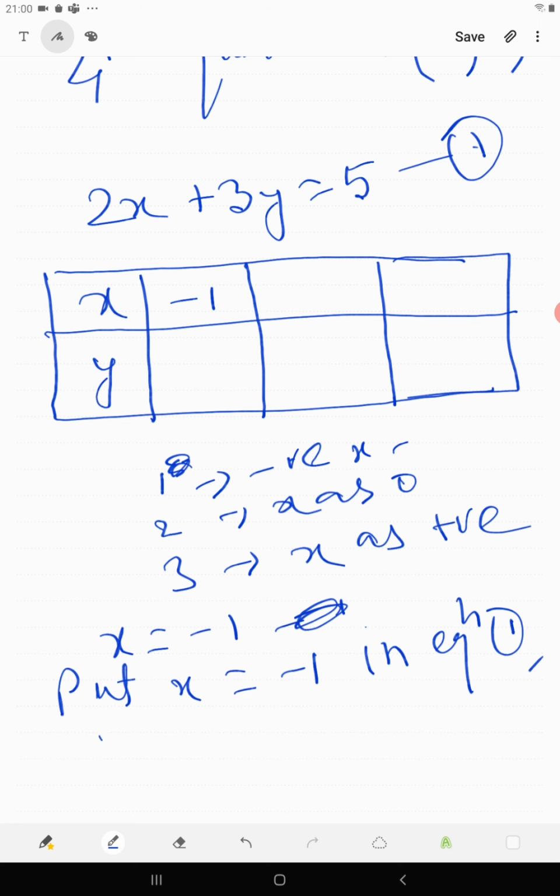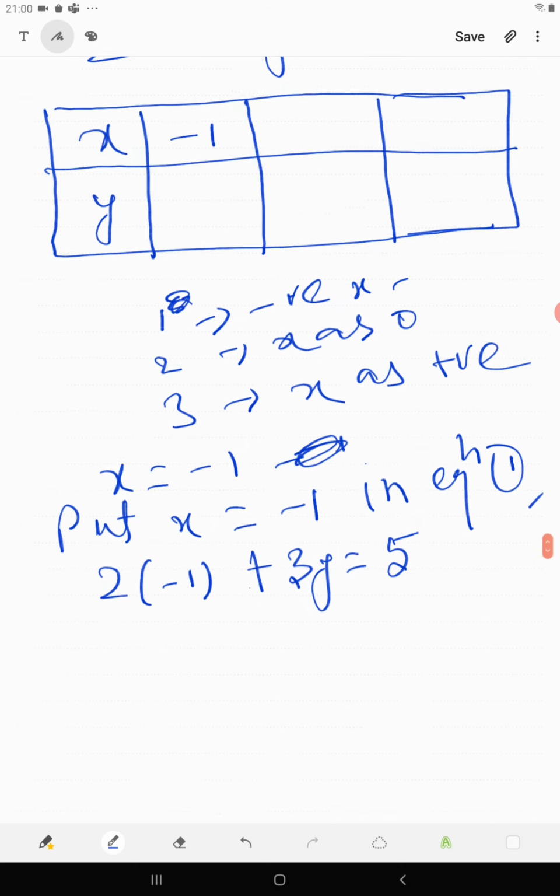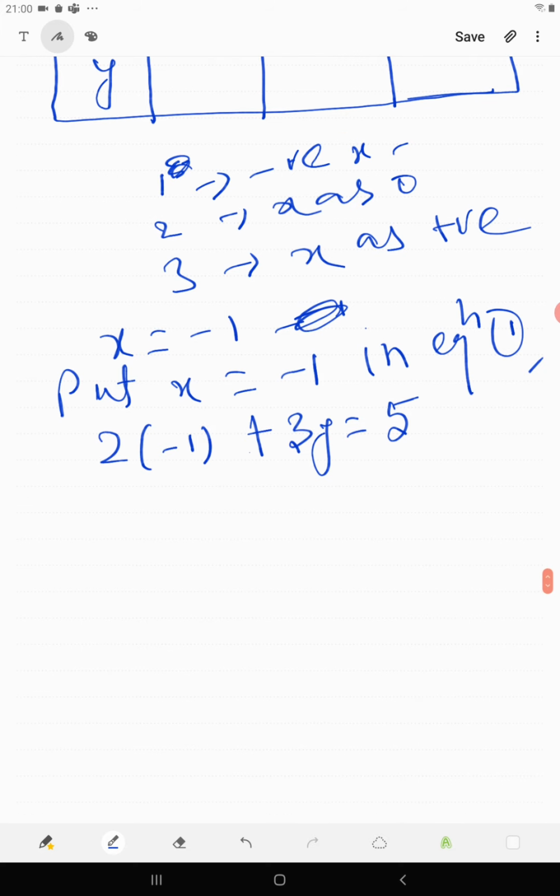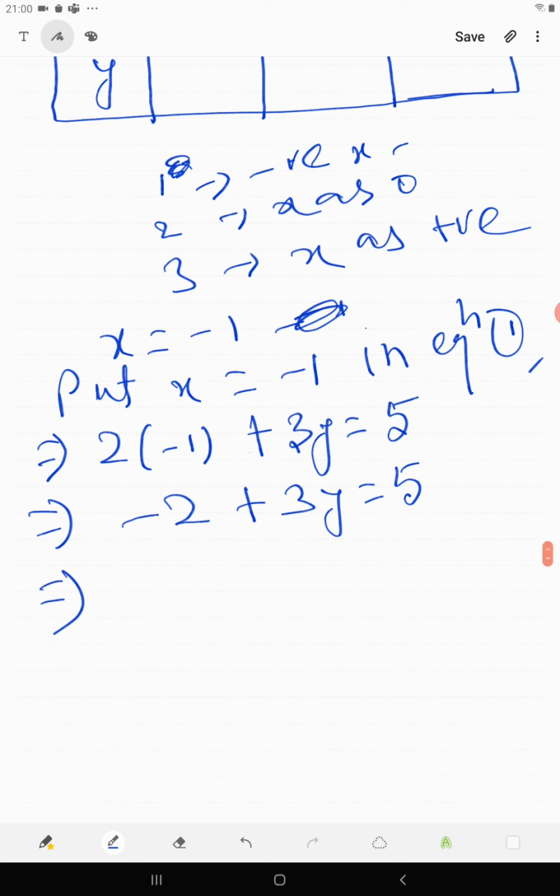Okay, so what will we get? I am putting x as -1. So here 2 into x, so 2 into -1, and then as it is, plus 3y equals to 5. So 2 into -1 is -2, plus 3y equals to 5.